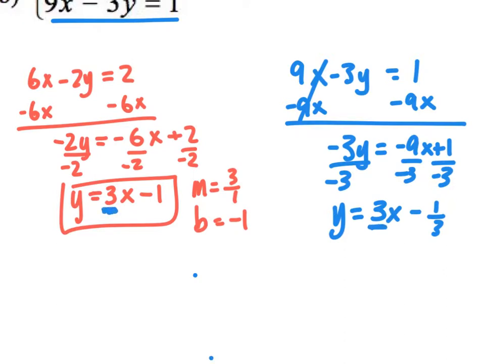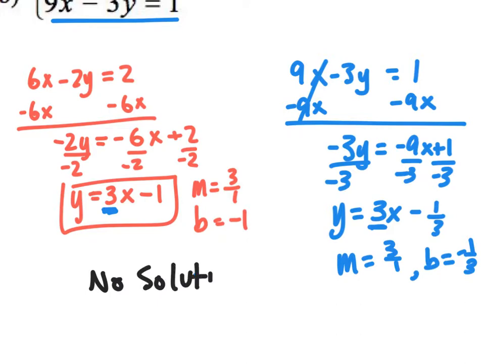So my slope here is going to be 3 over 1. My y-intercept is going to be negative 1/3. That's okay, I can have that. No big deal in that. But the issue is, because these slopes are the same, this is automatically going to be no solution. They're going to be parallel lines.